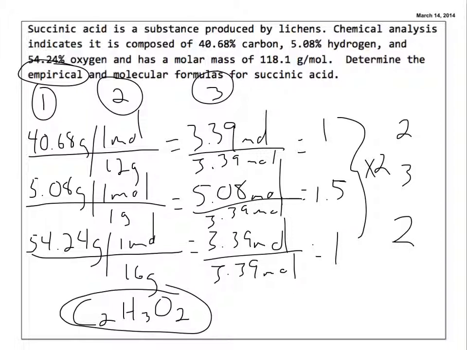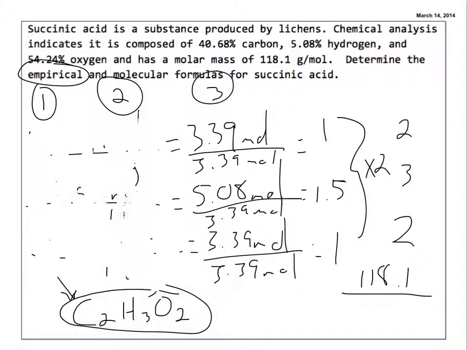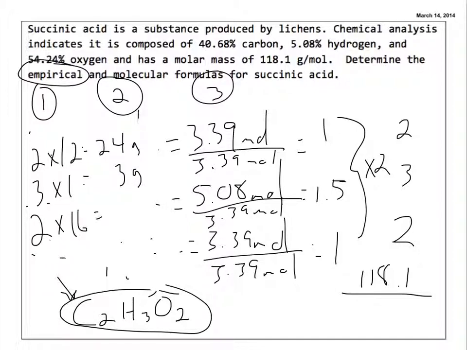They tell us that the molar mass of the compound is 118.1. So now we need to find the mass of the empirical formula. So it is 2 carbons, which is 2 times 12, or 24. 3 hydrogens, which is 3 grams. And 2 oxygens times 16 is 32. So that gives us a total mass for the empirical formula of 59 grams.